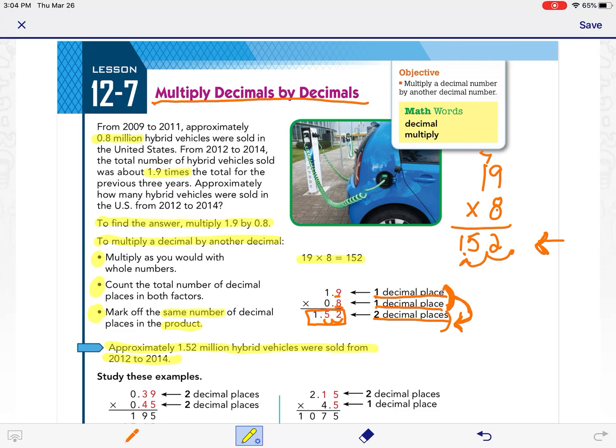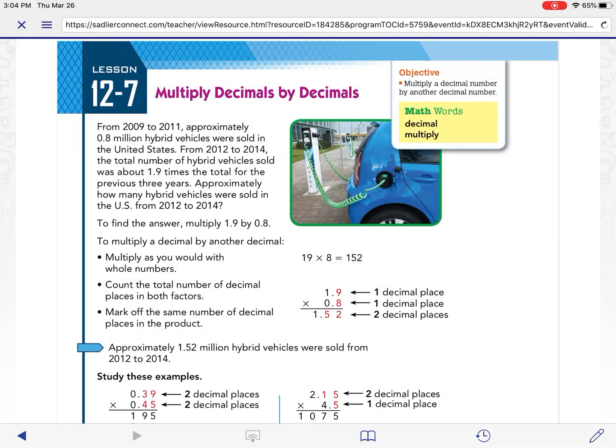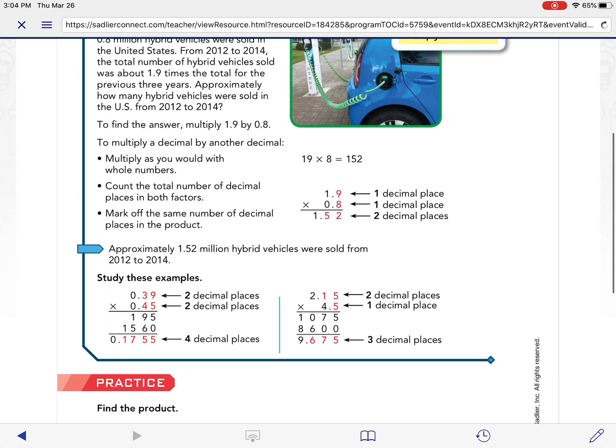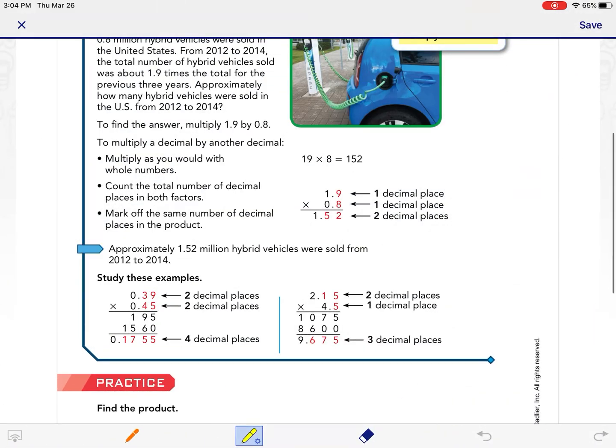All right, so let's go ahead and scroll this up a little bit so we can look at some of these practice problems. Let's study these examples. Look at this example. You have 39 hundredths times 45 hundredths. The first step you're going to do, remember, is to multiply them as if they were whole numbers, which let's do up here on the right. We've got 39 times 45. Remember, this is just as if they were whole numbers.